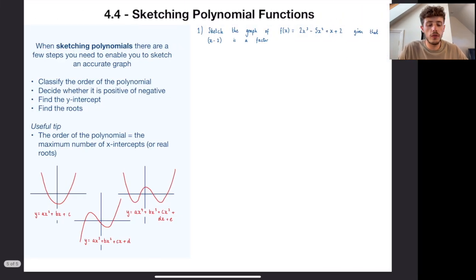Moving on to 4.4, and that is sketching polynomial functions. And this is actually the final subtopic, so hang around because this one is also really important, as a lot of it will be quite new.